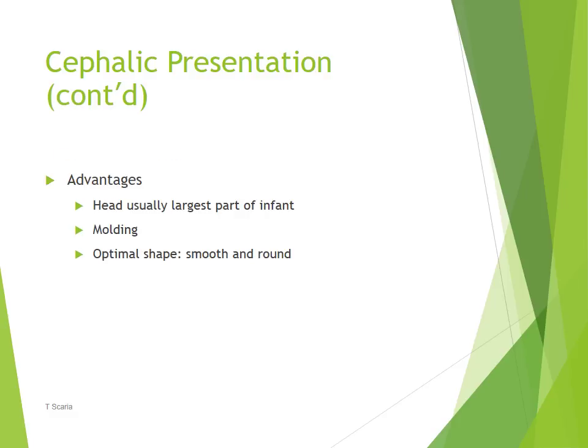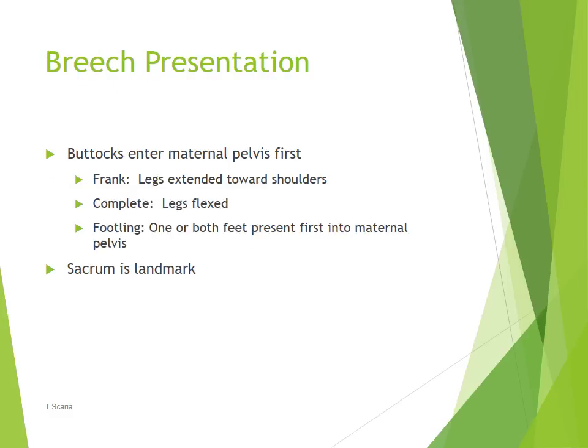What are the advantages of cephalic presentation? The head is usually the largest part of the infant. Remember this: the head circumference is larger than the chest circumference during the newborn period. And molding can happen easily when the head is presenting down, and it is the optimal shape, smooth and round, for an easy delivery.